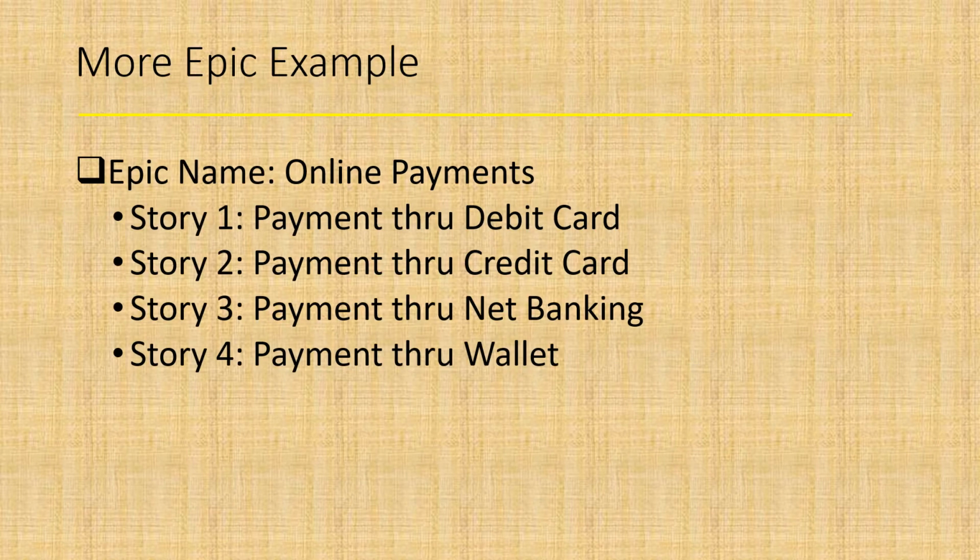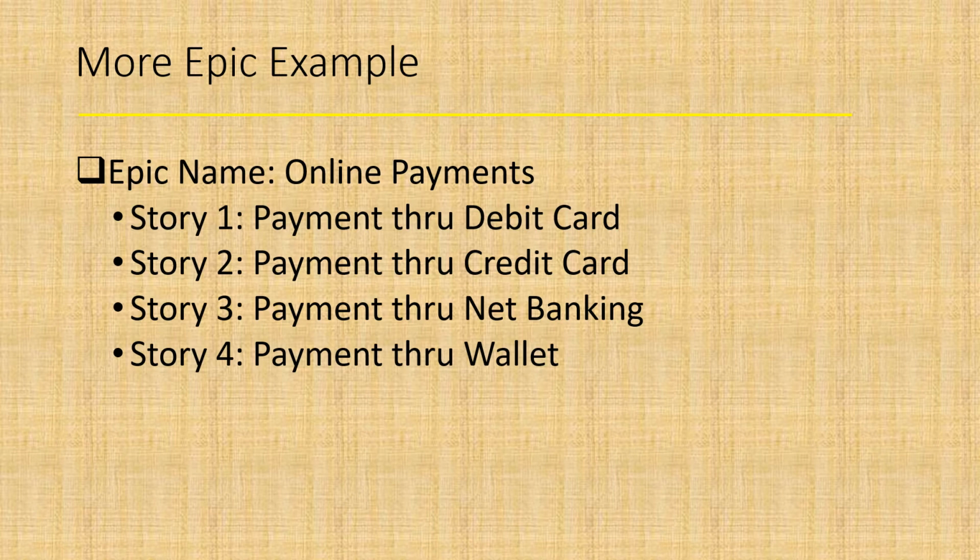Now let's consider an example of epic. A simple epic could be online payments. Okay, and this epic consists of user story 1, payment through debit card. We have a second user story, payment through credit card. The third user story, payment through net banking. And the fourth user story in this epic, payment through wallet. So it all depends upon what level of granularity we want in our project or product. In some projects, payment through debit card itself could be a further epic. We can further divide this into smaller user stories.